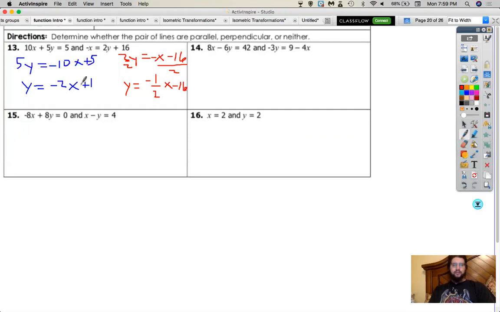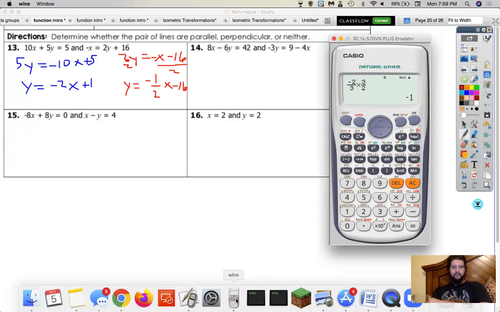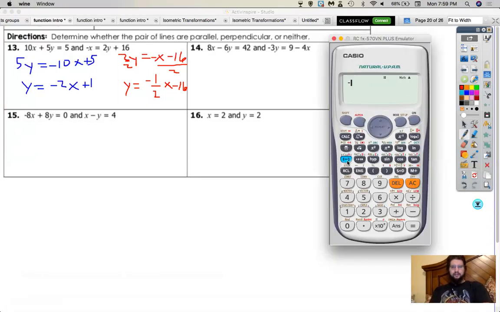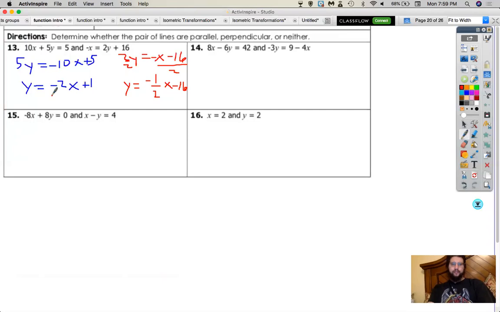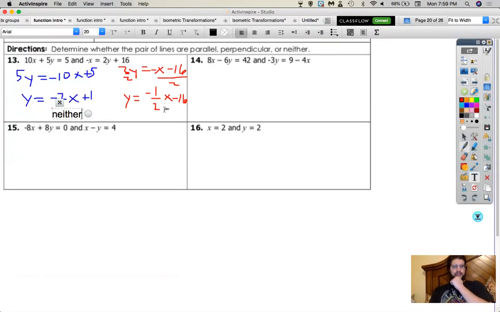Compare the slopes. Negative 2, negative 1/2. Are they the same? No, not parallel. Are they negative reciprocals? Well, I'm going to tell you no right now, because look, they're both negative, so they're going to make a positive something if I multiply them together. But you could always test it. Negative 2 times negative 1/2, and we get positive 1, not negative 1. So this is neither parallel nor perpendicular.